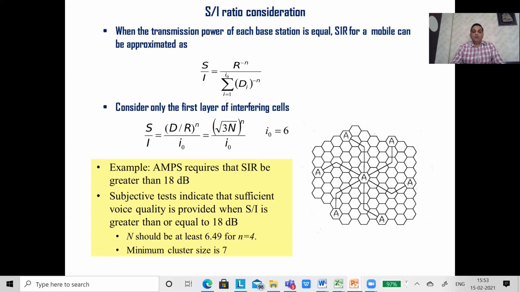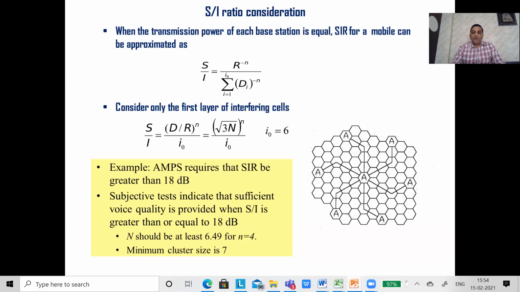That means how you convert 18 dB into a normal value. So that will become 18 divided by 10, and 10 raised to 18 divided by 10. 18 divided by 10 is nothing but 1.8. So 10 raised to 1.8 is nothing but the normal value of S by I.